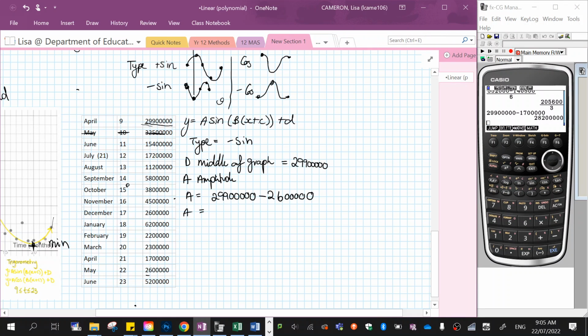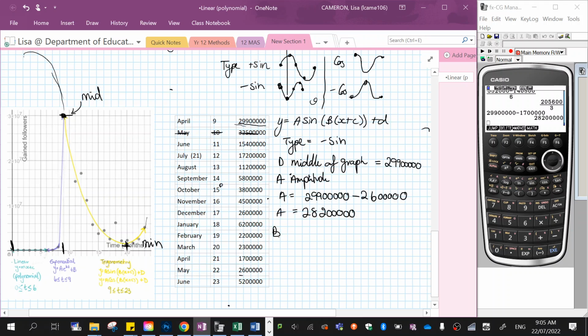So my amplitude, you can see I've already punched that into the calculator previously. So that is 2.8212345. Okay, so now I've got D, I've got A. Let's find B. So B in this graph is going to be equal to 2 pi on our period.